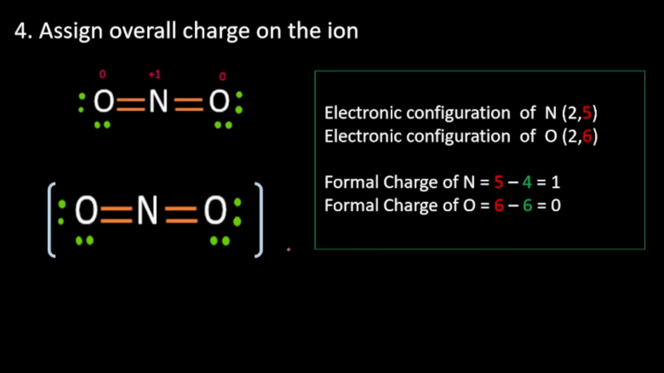So the final Lewis structure will be like this, with a positive charge outside the square bracket, and it is clear that this positive charge comes from this nitrogen atom because these two oxygens have 0 formal charge. So this way you can write the Lewis structures for small polyatomic ions. You can try it out.